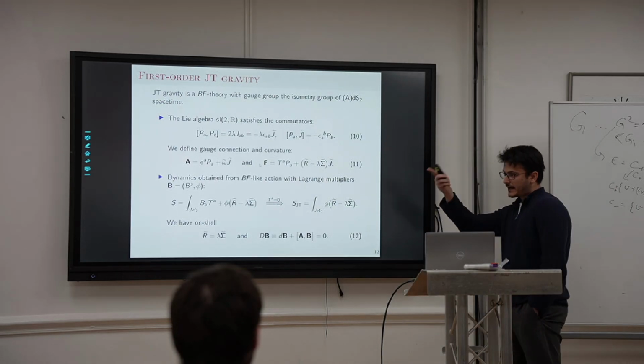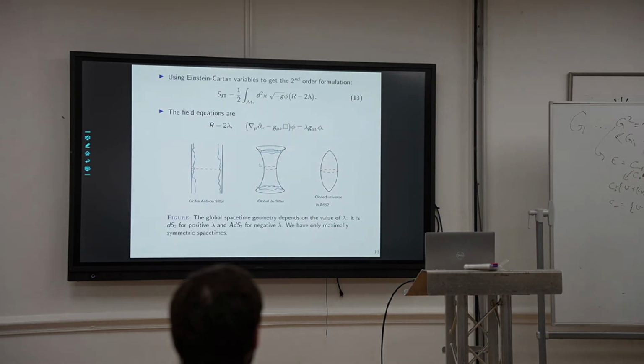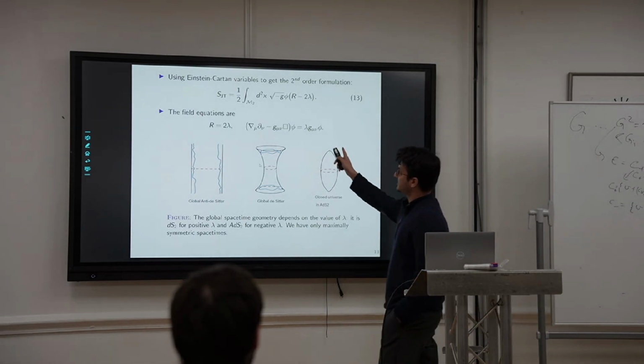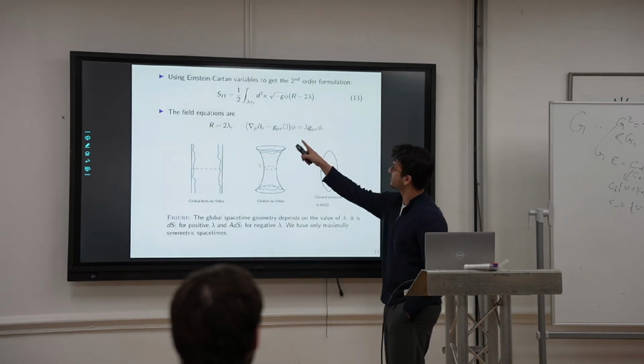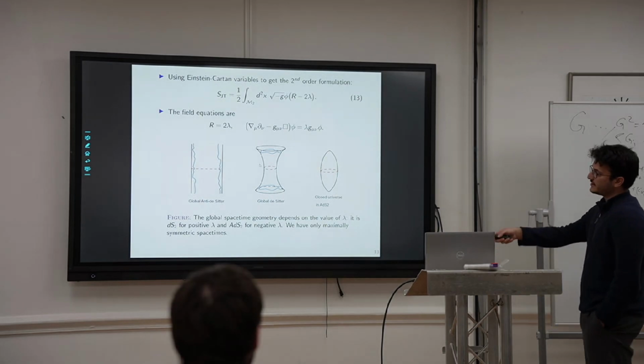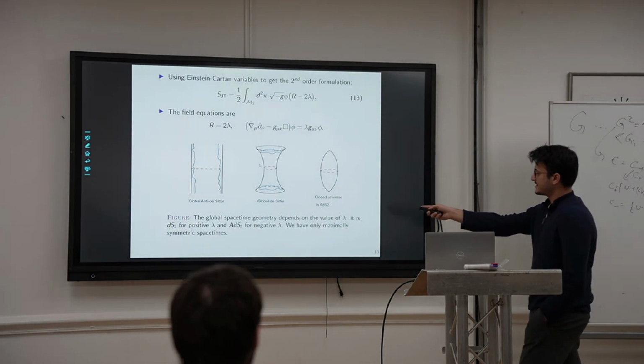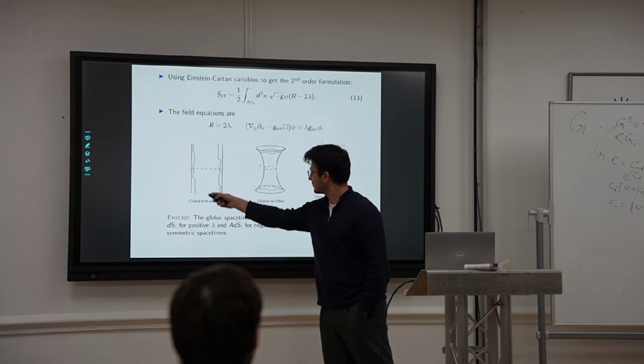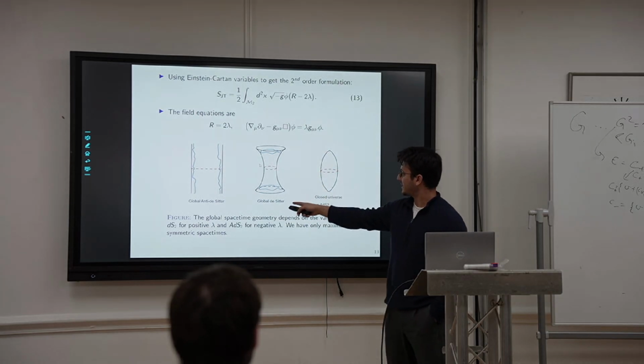And then if we go back to second order formalism, you find that it's JT. So this is standard stuff. And those two equations basically become this. And so you can either have a spacetime which is anti-de Sitter, or you can have global de Sitter.